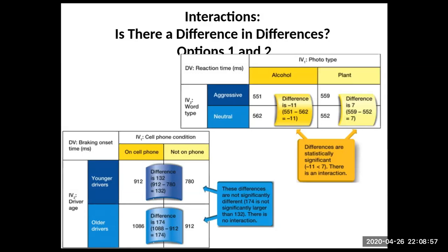For the bottom one, we went across both times, younger and older drivers. Now, let's look down, on cell phone versus not on cell phone. 912 minus 1086, and we have 780 minus 912. Either way, we get a negative about 250 for on the left. On the right, we get about a negative 132 or something like that, right?